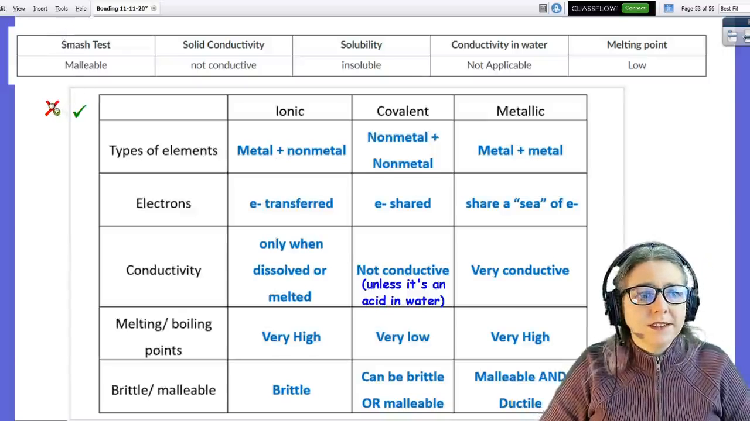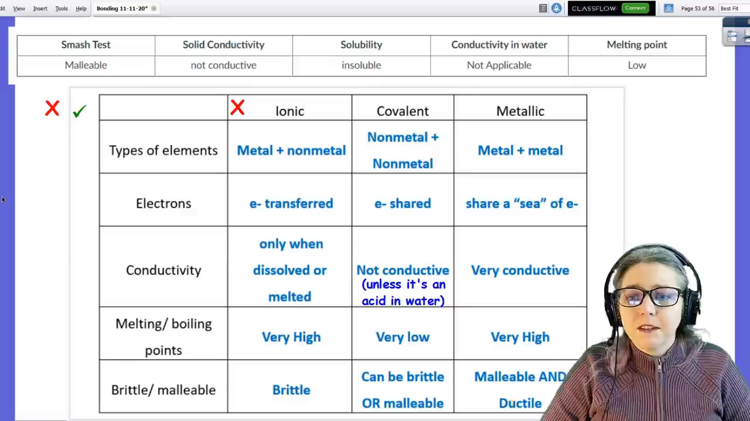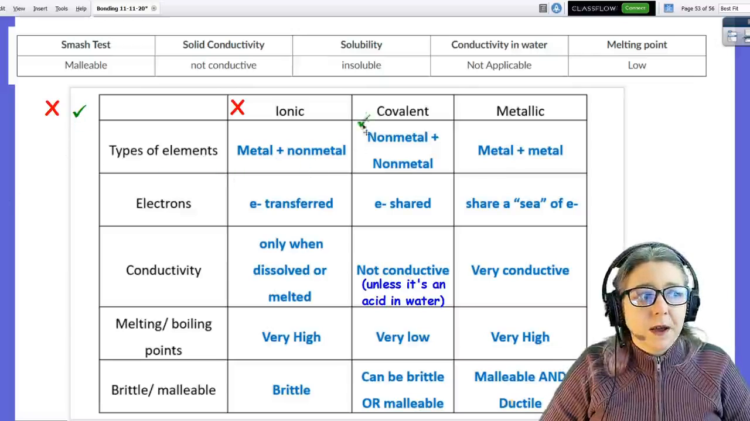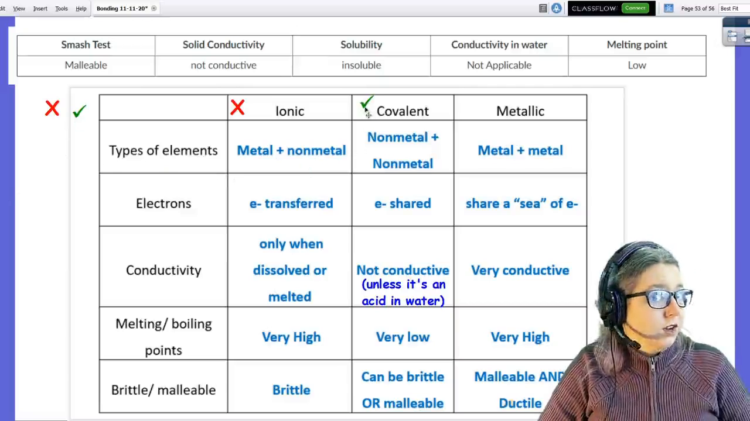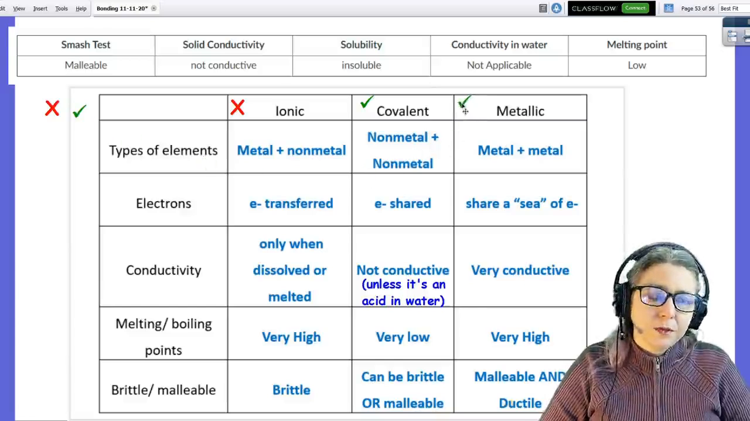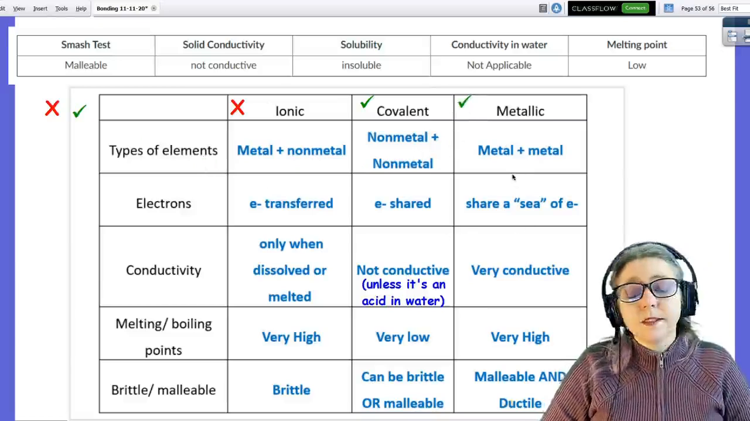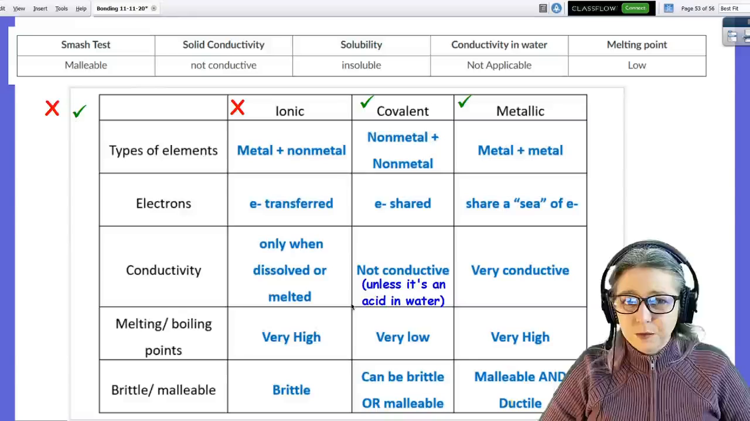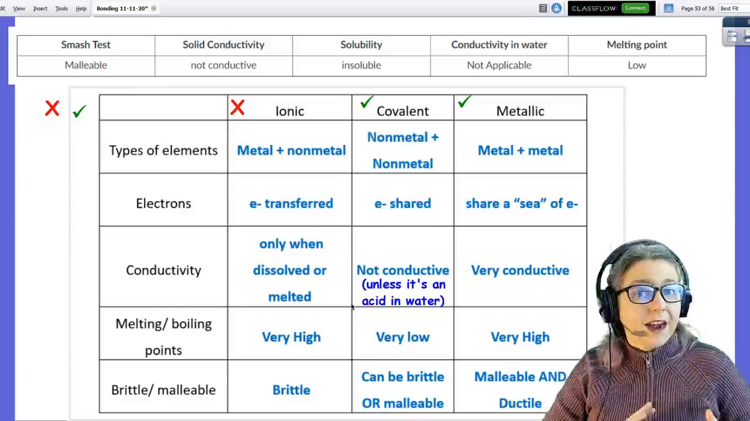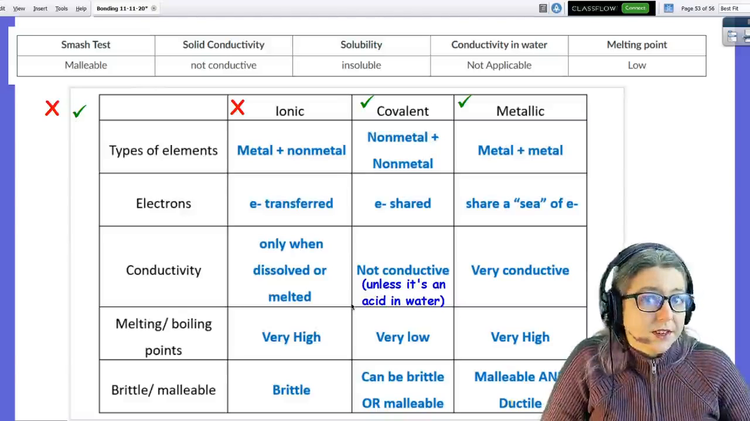So I'm going to say that it's a point away from it being ionic, a good case for it to not be ionic. It's a good possibility that it could be a covalent compound, but metallic compounds are also pretty malleable. So I don't quite know yet, and it is important to remember that these rules aren't super strong. They're kind of guidelines. So we need to do more than just one test to figure out what something is.